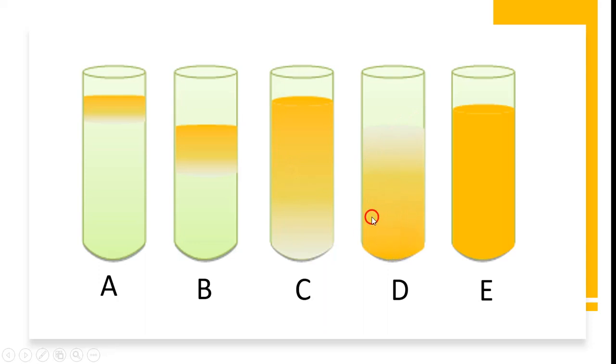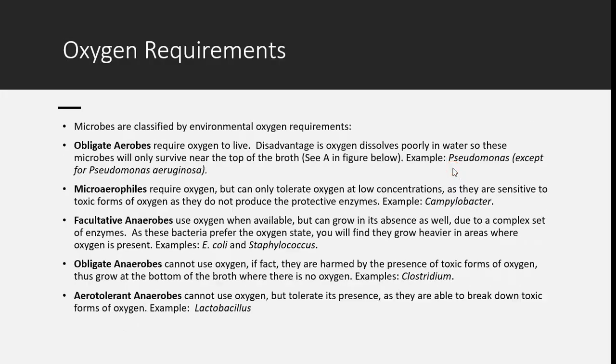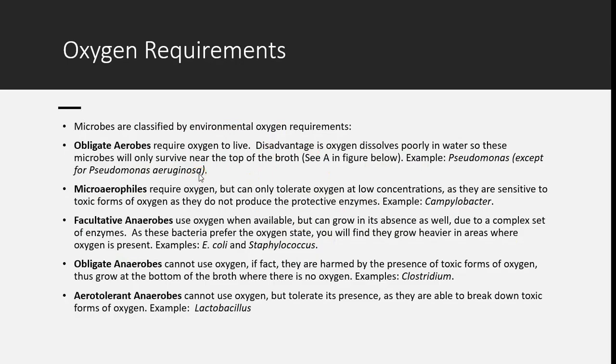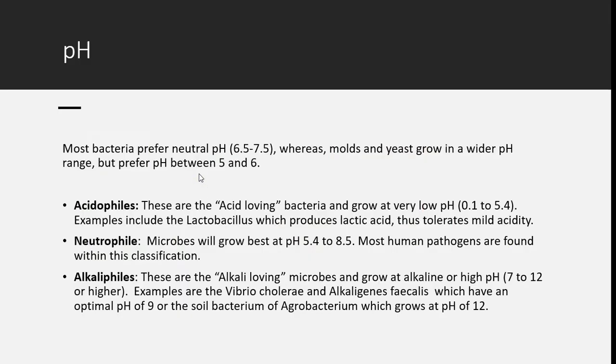D is going to be the obligate anaerobes. So again, you notice here that you have the ability to grow where there is no oxygen, but it doesn't grow beyond that. And then in E, we have the aerotolerant microbes, and they can grow wherever. They don't use oxygen. They have methods to help eliminate the toxic forms of oxygen, so they can grow pretty evenly at any level of oxygen. So again, these test tube pictures are just to help you understand the terms and the definitions put right here. Okay, so let's move on to pH.